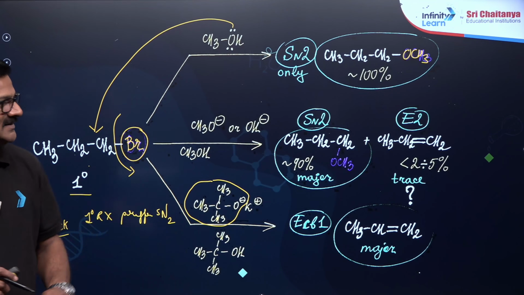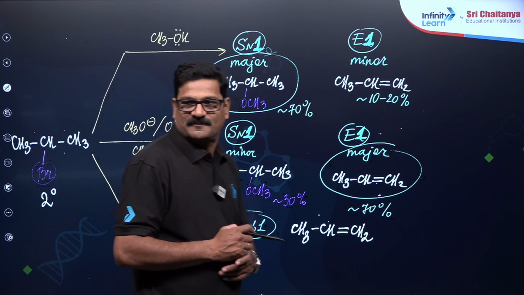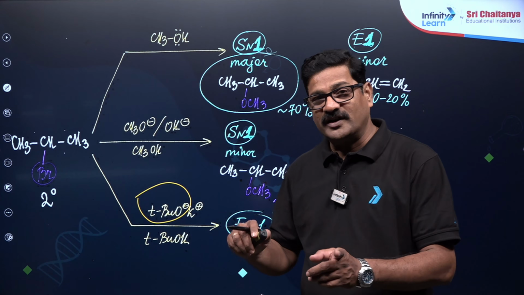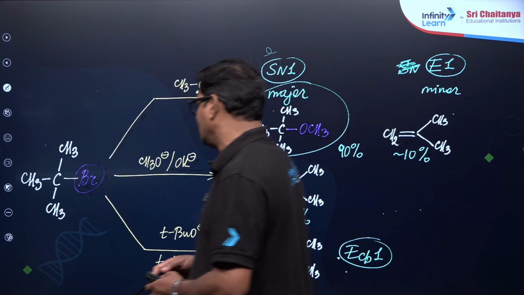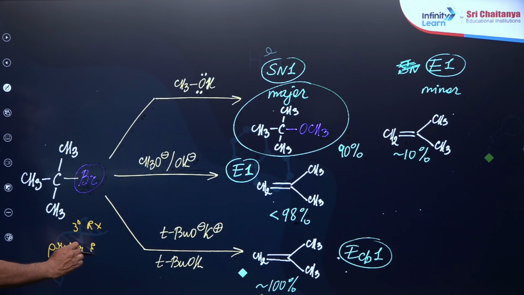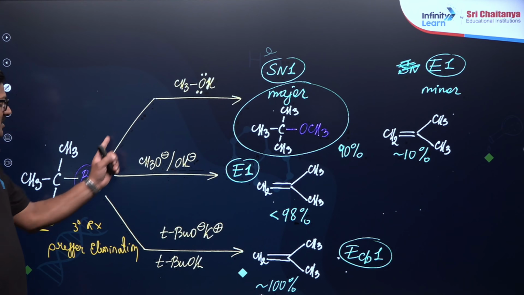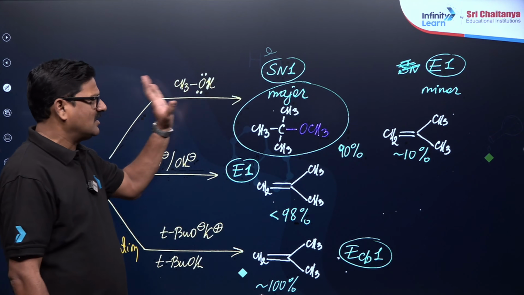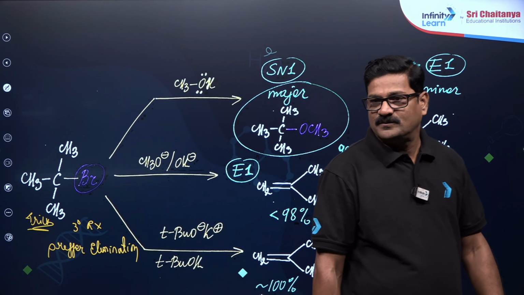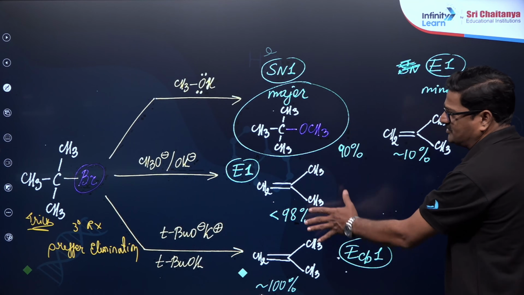Now, if you take secondary alkyl halides, it may take elimination as well as substitution. Both are possible. When you take tertiary alkyl halide, this is your trick. You can see tertiary alkyl halide, and you are going to get SN1 major with ethyl alcohol and traces of E1 product. While with methoxide and tertiary butoxide, elimination is always the major product. That is my trick.